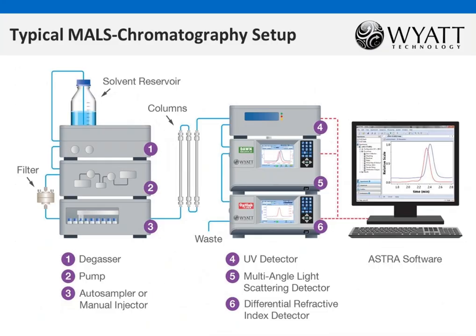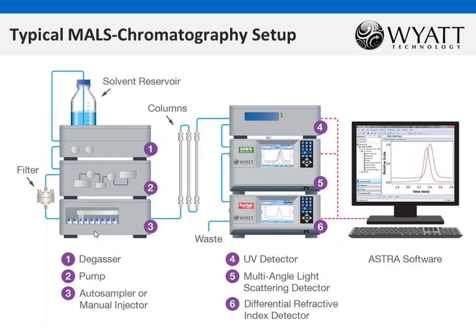Let's take a look at the experimental multi-angle light scattering setup with size exclusion chromatography. The HPLC itself consists of a solvent reservoir, degasser, HPLC pump. We often add an inline filter before the sample injection to remove any particulates that might be introduced into the separation system in order to obtain the highest quality light scattering data.